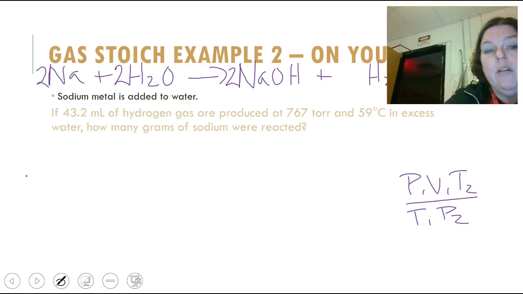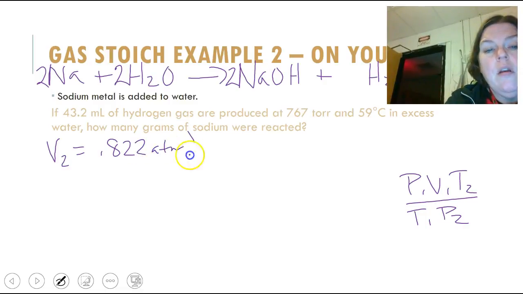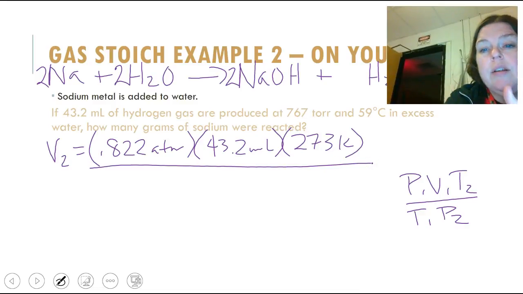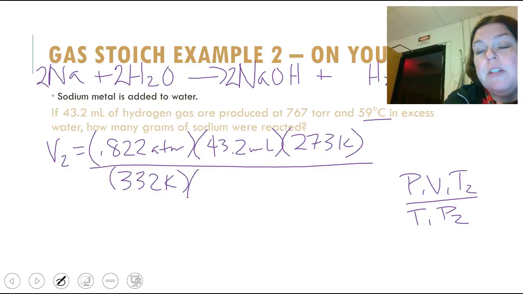So here we go. So I know these are my conditions right here that I need to solve for. I need to solve for V2. V2 is equal to P1, which was 822 atmospheres, times the volume, 43.2 milliliters. T2 is the new condition, so that's the 273 Kelvin. I'm going to divide that by T1. T1 is this temperature. Remember, in Kelvin, it's 332 Kelvin. Times P2, which is 1.00 atmospheres.